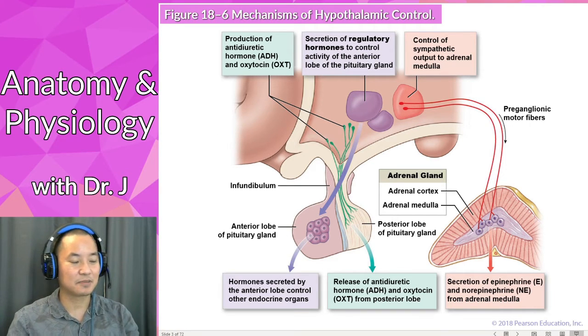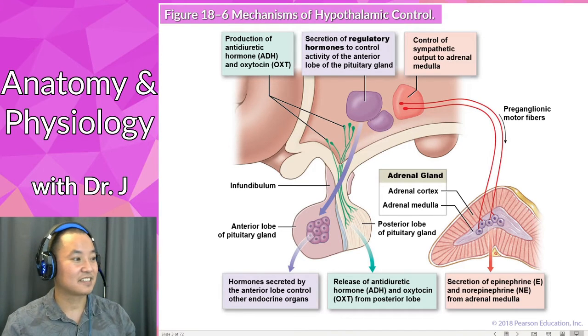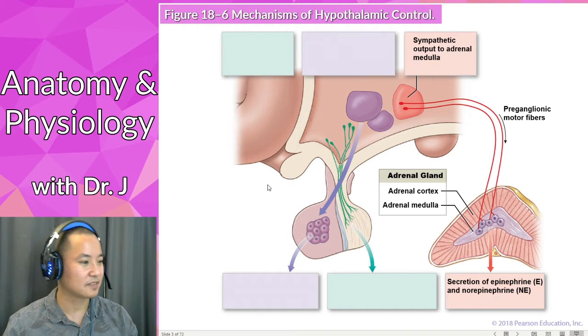So this is just one example. One major control center of hormones is your brain, and the substructures of your brain called the hypothalamus and the pituitary. Now, these aren't the only structures that control hormones. Remember that some organs can produce hormones by themselves. But this is a major control center for many of the hormones.